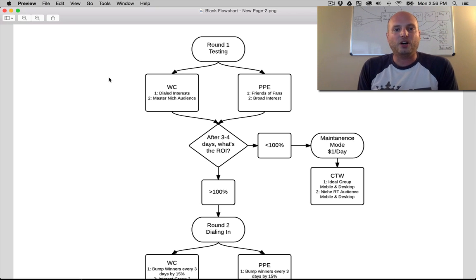So I want to walk through the scaling process of how we start out with our round one ads, go into round two, round three, just to find those winners and then expand the amount of people that see that ad.